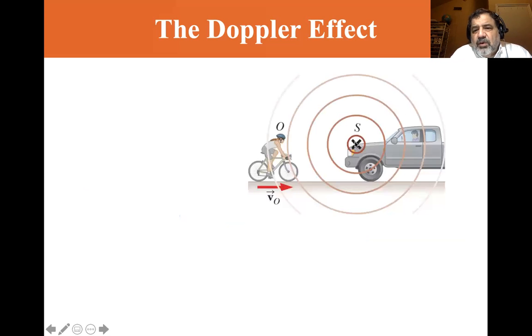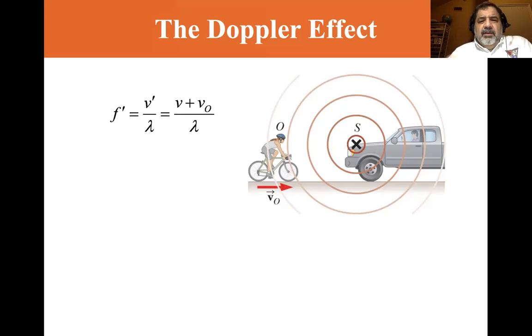So the S is the source. It's here a horn, and here's a bicycle rider. The bicycle rider is going at a velocity. This is the velocity of the observer. Apparently, there is no velocity of the source. So the change in frequency: there is a frequency f, and f prime is equal to the velocity divided by lambda, where lambda is the wavelength, the length between these wave fronts.